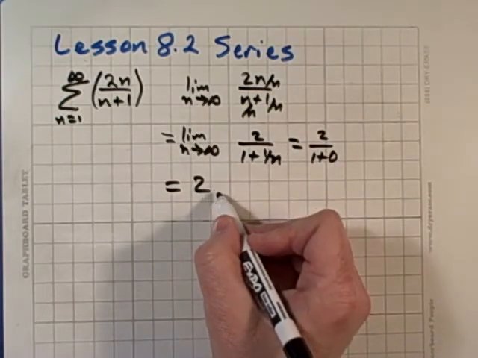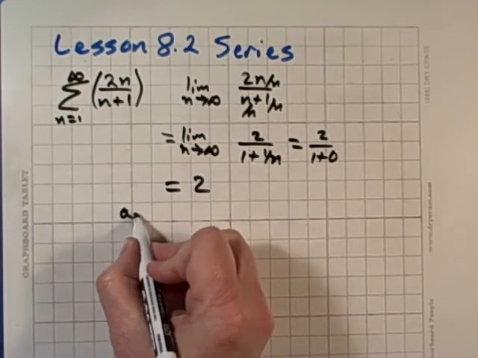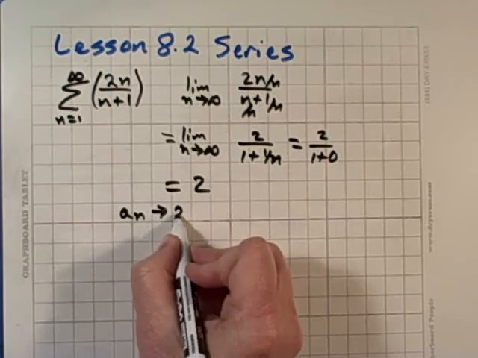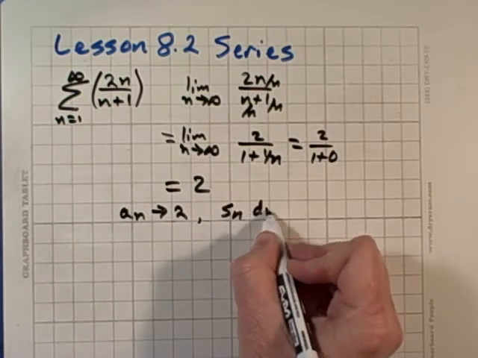And since the terms do not head towards 0, we should quote the test for divergence. The terms head toward 2, so the sum is divergent.